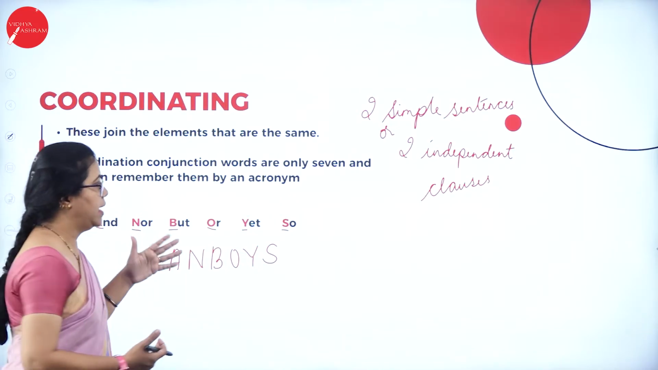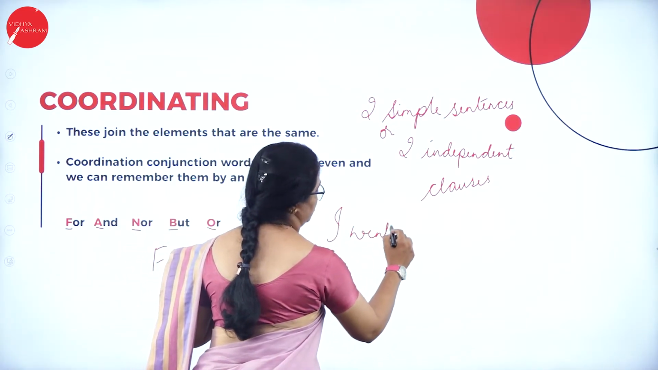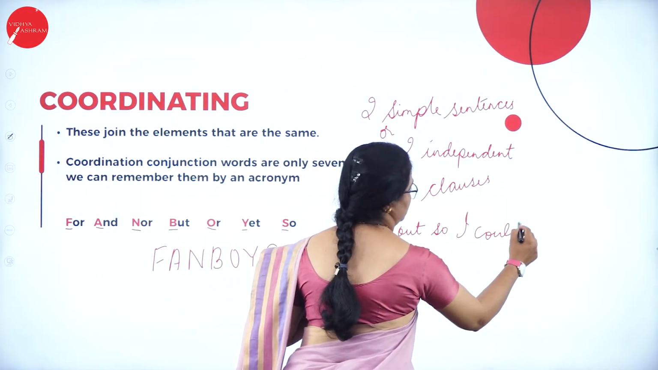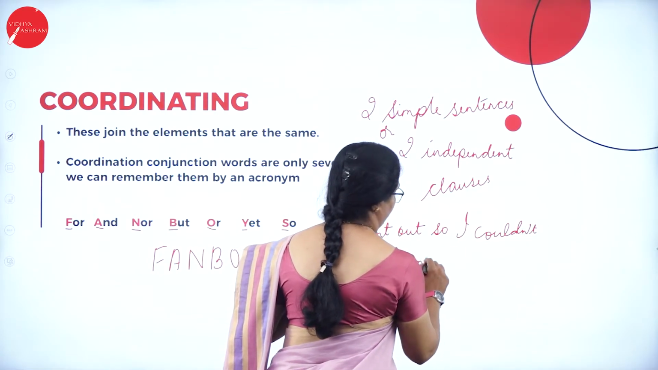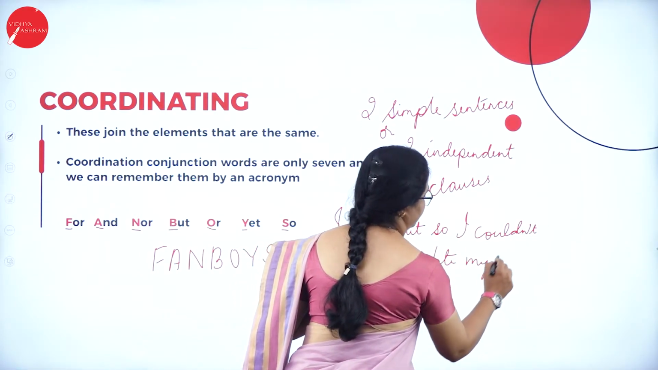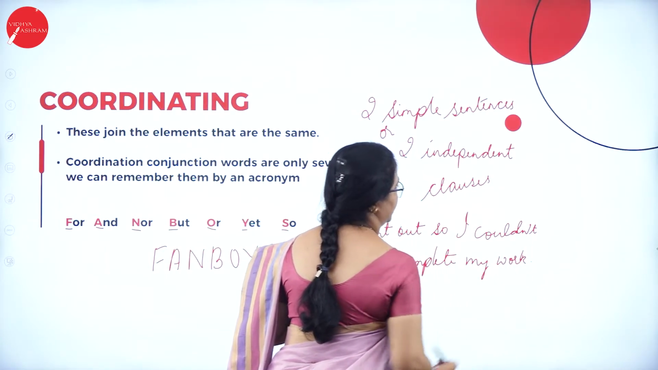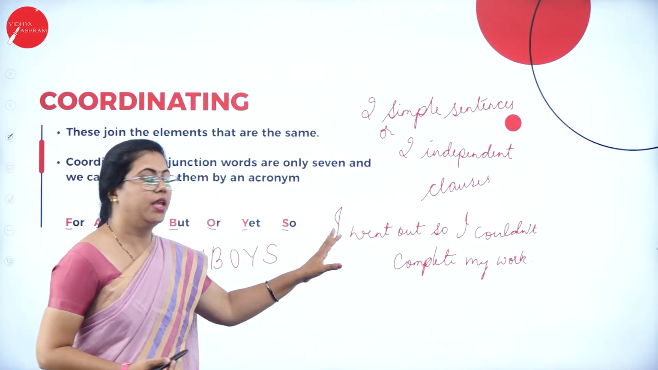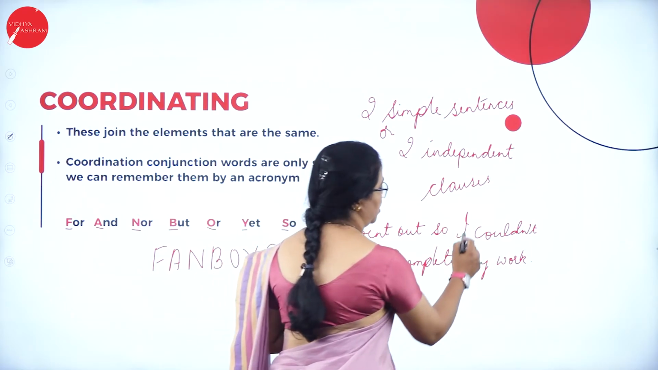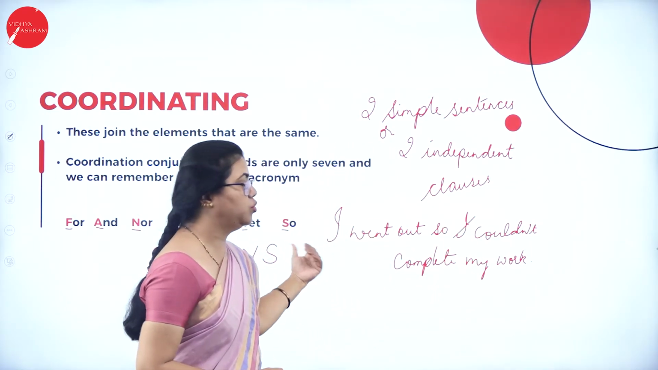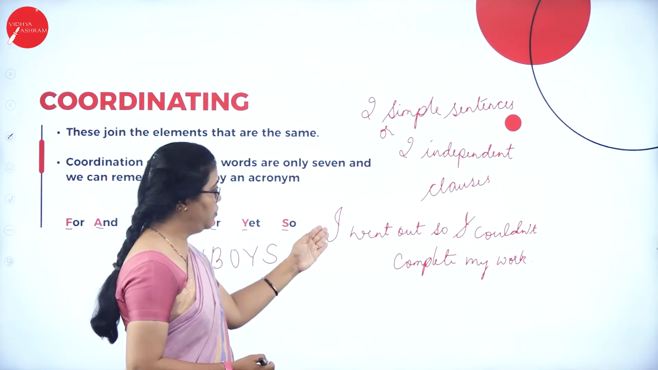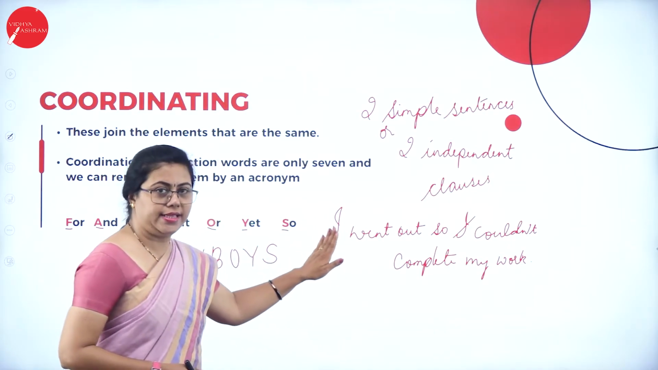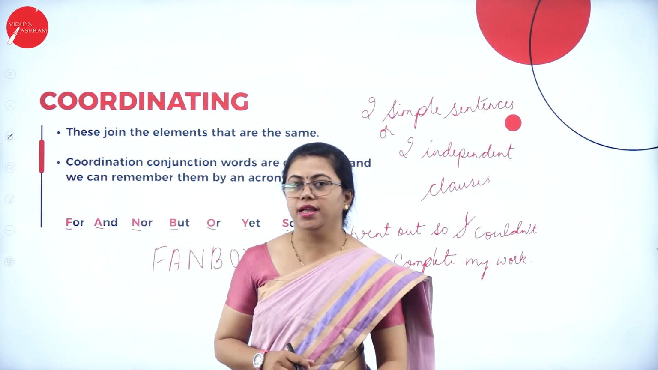So here I'll just give you an example. I went out, so I couldn't complete my work. So this is an example of two simple sentences joined together. I went out, I couldn't complete my work. So this is the result. Here you can omit the subject also. You need not use the subject twice. If you use it only once, that is also fine. I went out, so couldn't complete my work. So this is an example of usage of coordinating conjunctions.